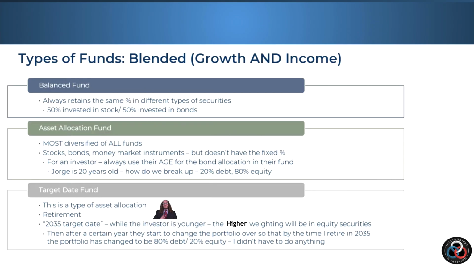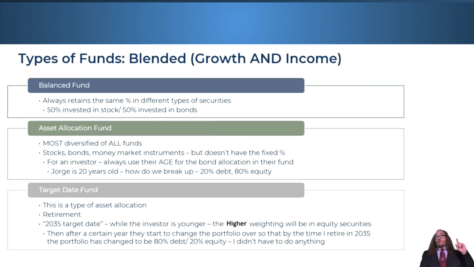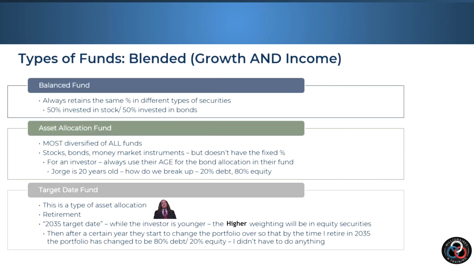Then we have our target date fund. This is a type of asset allocation fund that we see used a lot in retirement accounts. So for example, a target date of 2035. Maybe it's a target date fund I invest in, and while I'm younger, the portfolio is weighted higher in equity securities. Then after a certain year, they'll shift and start rechanging that portfolio so that by the time I retire in, let's say, 2035, the portfolio has changed to be more in debt than in equities. So while I'm younger, let's say 80% in equities and 20% in debt, if I were Jesus, then by the time I retire, it's 80% in debt and 20% equities.